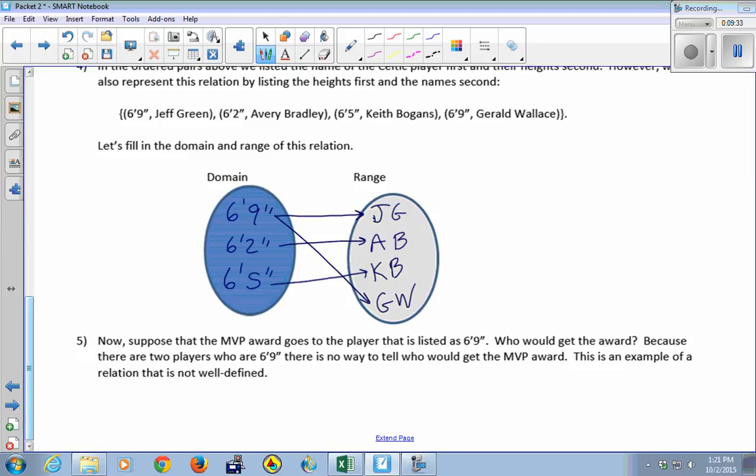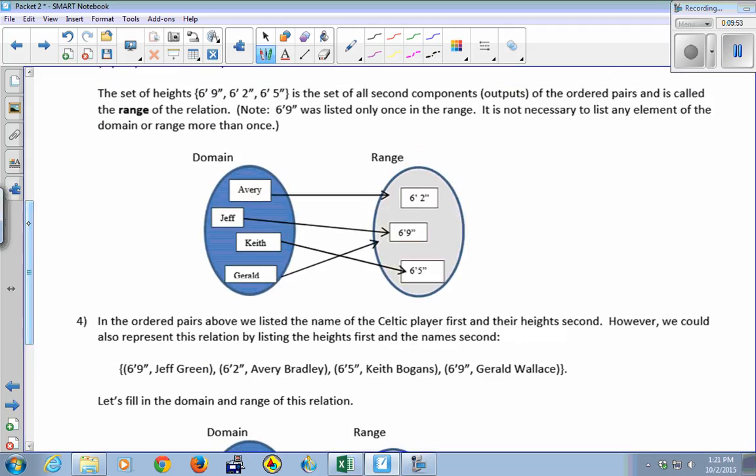Okay, so a well-defined relation is if you name something in the domain, you know exactly which element it goes to in the range, right? It goes to one element, right? So because I have 6'9" pointing at two different people in the range, that's what makes this not well defined. The one up here is well defined because if I say, you know, the MVP award goes to Avery, we know we can pick out exactly what height he is, right? There's no ambiguity at all.